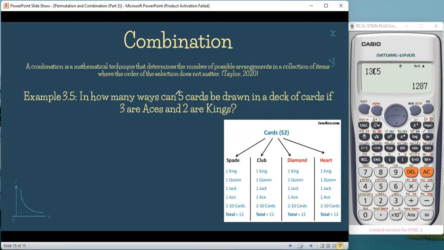So first, in how many ways can 5 cards be drawn in a deck of cards if 3 are aces and 2 are kings? So first, let's identify how many aces are there in this deck of cards. So we have one ace for the spade, another ace for the club, another ace for the diamond, and another ace for the heart. So how many aces are there? So we have 4 aces. At ilan po yung kailangan nating aces? We only need 3 aces. So the combination of 4 taken 3 at a time for the aces lang po.